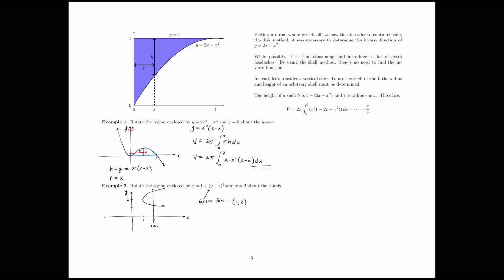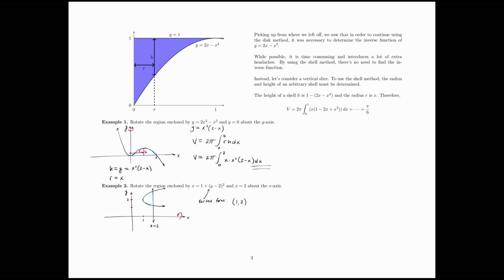Okay, so now that we have that done, we can move on with the shell method. So we found the region that's enclosed. It's this highlighted in blue region. And this is going to be rotated about the x-axis.